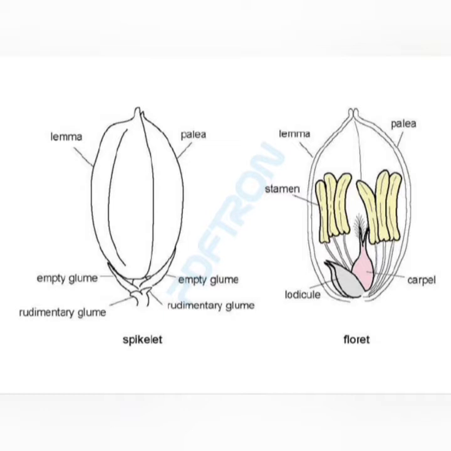Now these two lemmas below are empty, so they are sterile. Sterile means they cannot reproduce. Now the fertile lemma, this big one here, is laterally compressed, whereas the lower empty lemmas are oblong or lanceolate, again tapering towards the end.